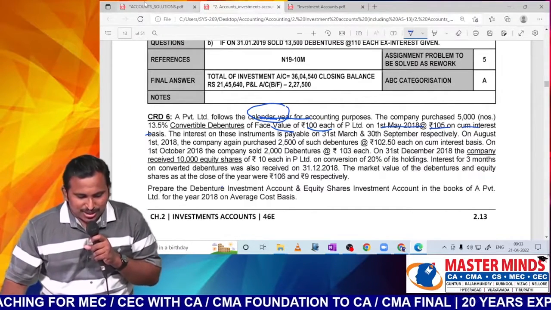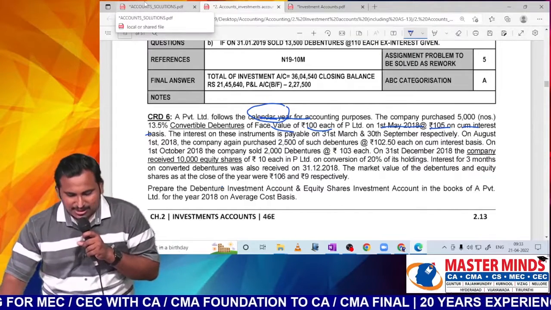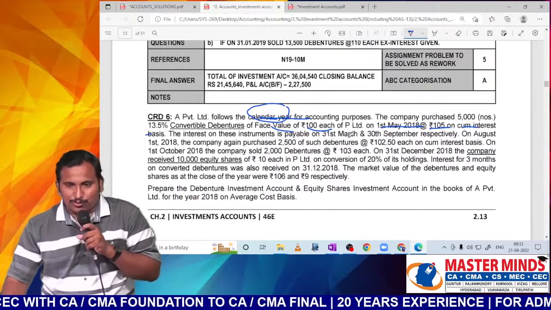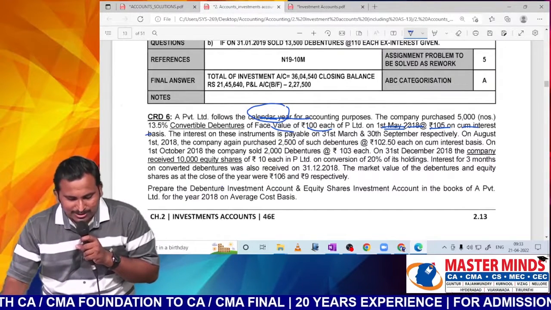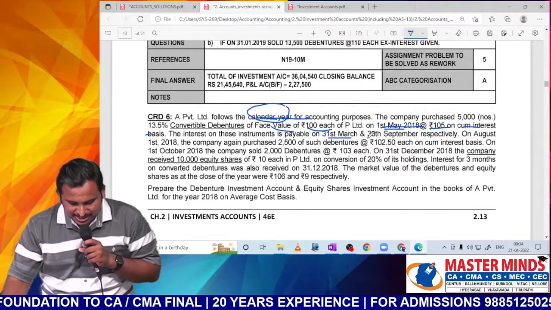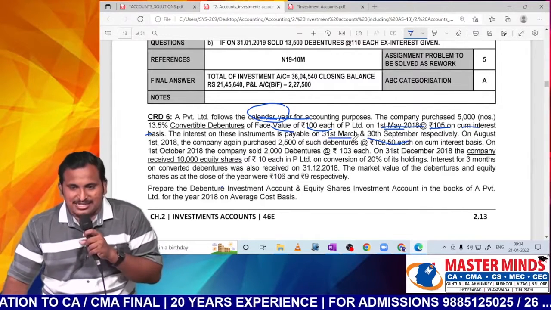So 5,000 into 105 minus, face value is 100, so 5 lakhs into 13.5% into how many months, sir? The interest due dates they have given are 31st March and 30th September. What is the last interest due date?